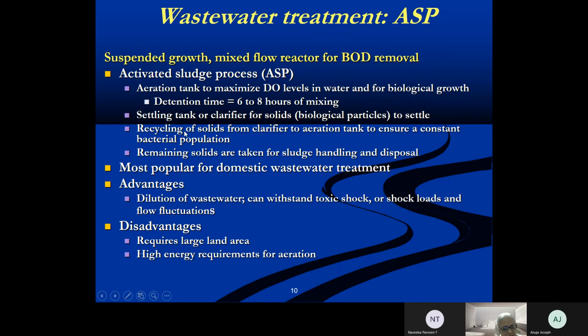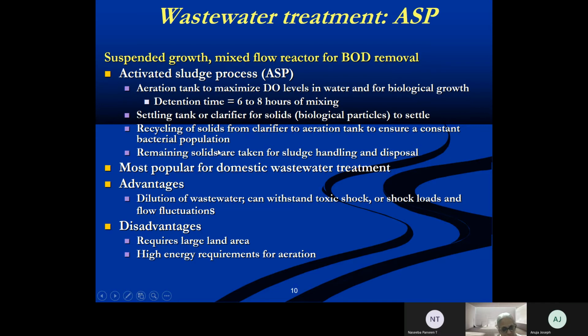This biomass can be recycled, because if we maintain a certain level of biomass within the aeration tank, it has to be an optimum level so that there is enough biomass to be able to take up all that new organic matter that is coming in with the fresh wastewater. So that is the recycling of solids from the clarifier to the aeration tank to ensure a constant bacterial population, to maintain steady state conditions.